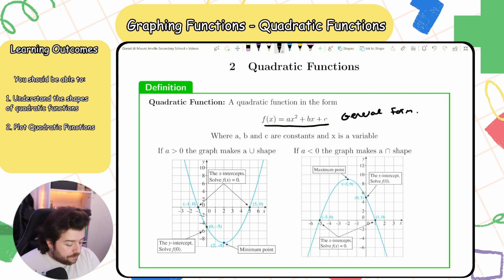So if a is greater than 0, i.e. my leading coefficient, so remember my leading coefficient is the coefficient of my x term with the highest power. If my leading coefficient is positive, my quadratic makes a U shape. If it's positive, it makes a smiley face, yeah? If it's less than 0, i.e. negative, it makes an N shape. It's like sad, it's negative, it's frowning, or you think of N for negative. If it's positive, you get a U shape. If it's negative, you get an N shape.